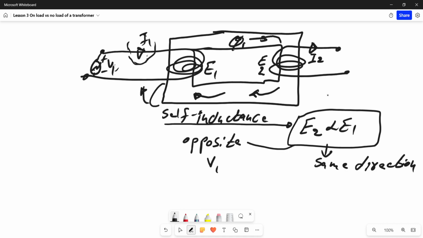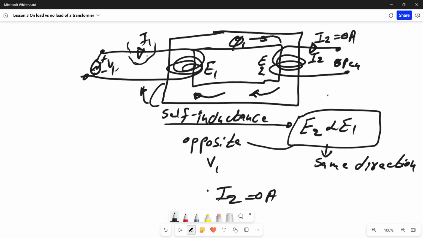Okay. However, remember, the winding is open. So because the winding is open, it means it's an open circuit. So in this case, I2 will be 0 amperes. Alright. I2 is 0. So as short as it is, this is the condition that happens when your transformer is operating on no load.